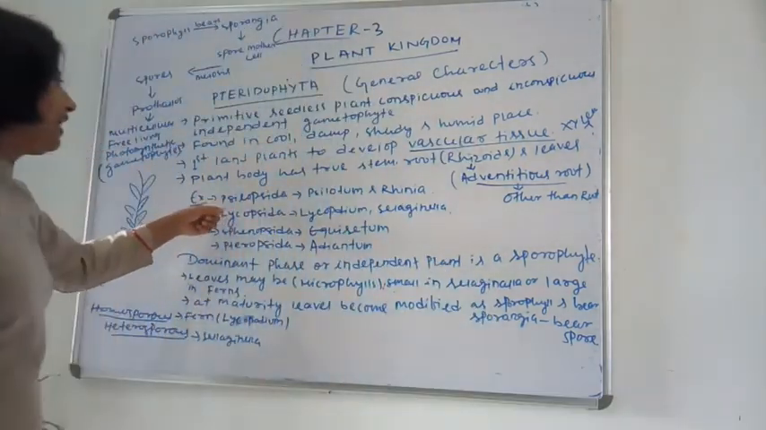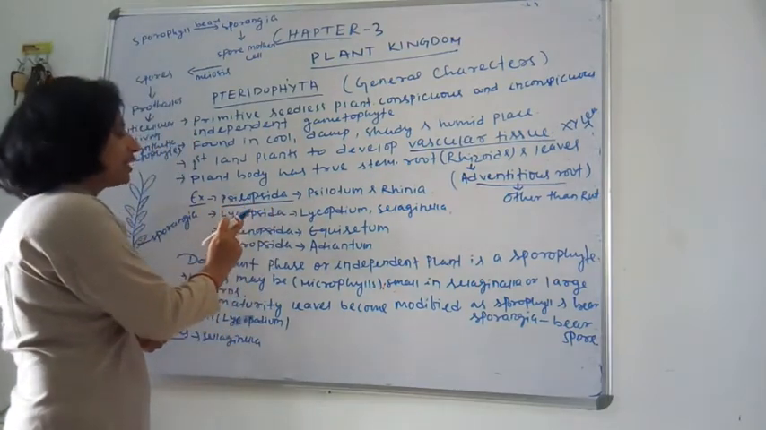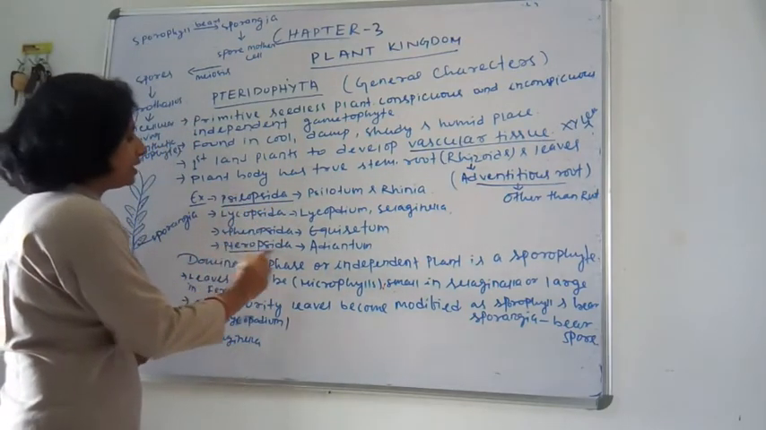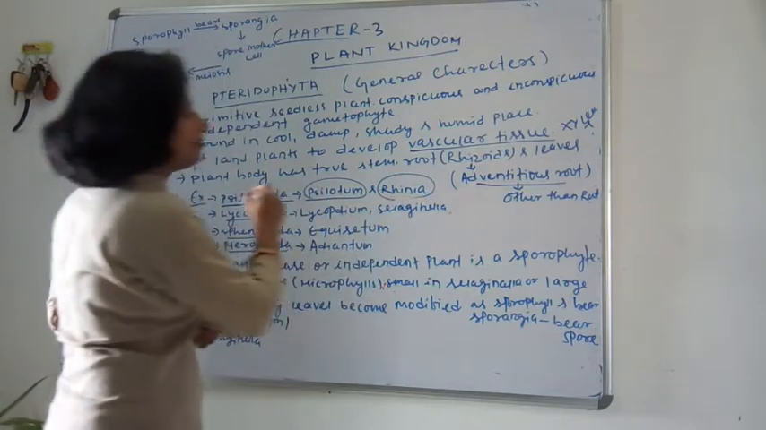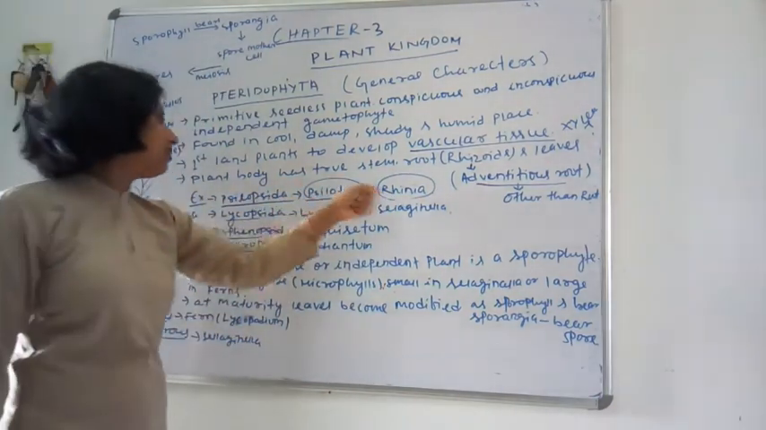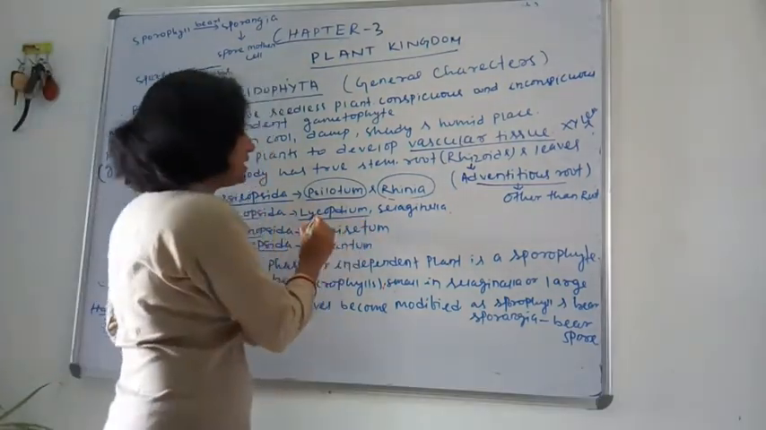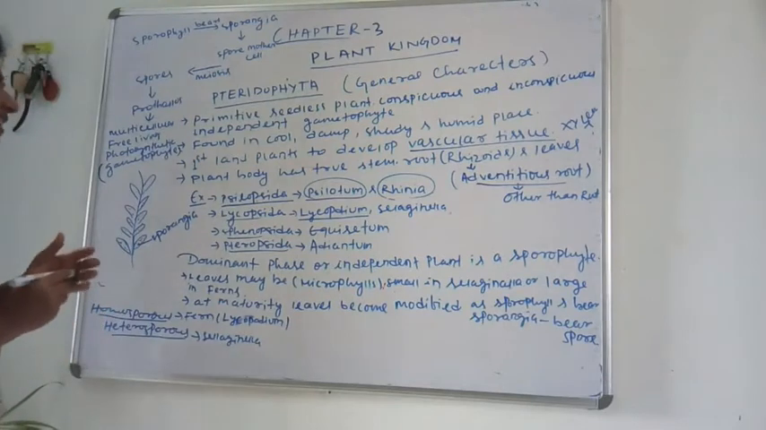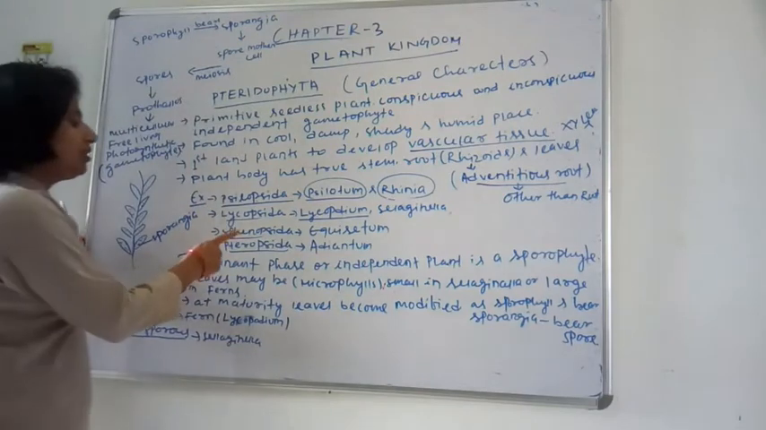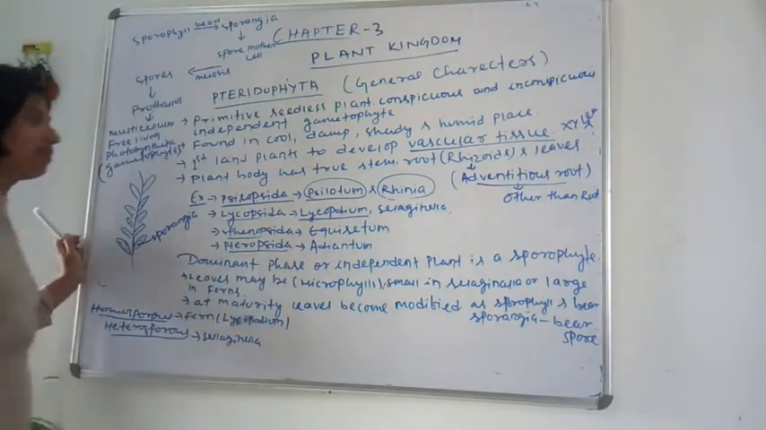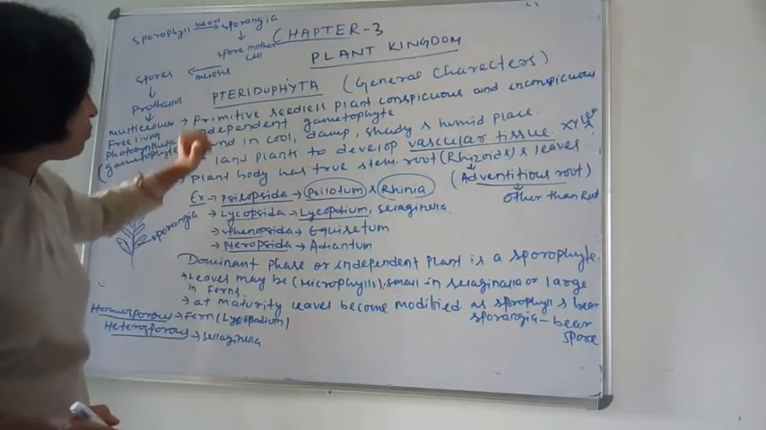They are Psilopsida, where the P is silent, Lycopsida, Sphenopsida and Pteropsida. Under Psilopsida, Psilotum and Rhynia come. Next is Lycopsida, in which Lycopodium or Selaginella come. Next is Sphenopsida, in which Equisetum comes. Next is Pteropsida, in which Adiantum comes. So these are the examples of different classes of Pteridophyta.